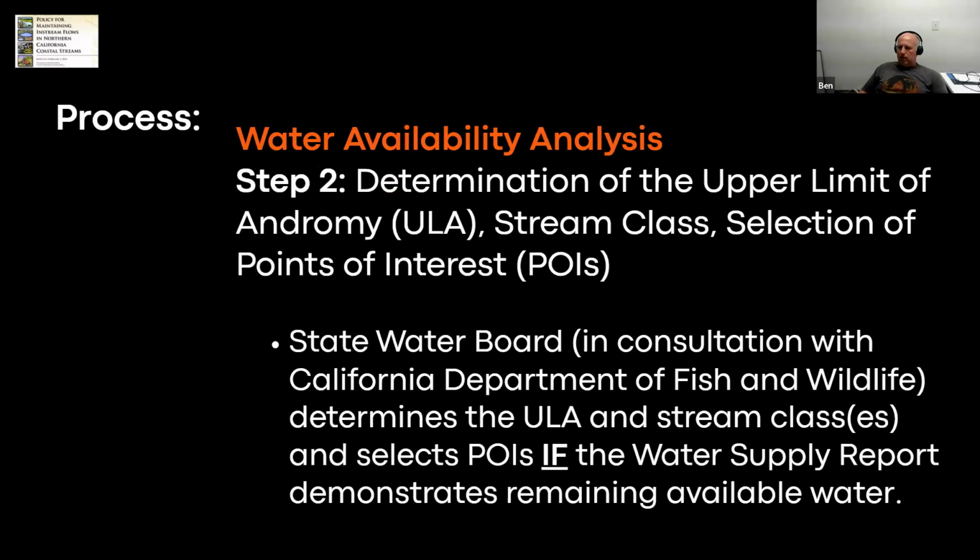Once you're completed with the water supply report, that gets submitted to the State Board. And then what's provided back to the applicant is a determination of the upper limit of anadromy. So how far up towards your proposed point of diversion do anadromous salmonids go. The stream class of the stream segments downstream from your point of diversion, either to a flow regulated main stem river like the Russian River or to the ocean.